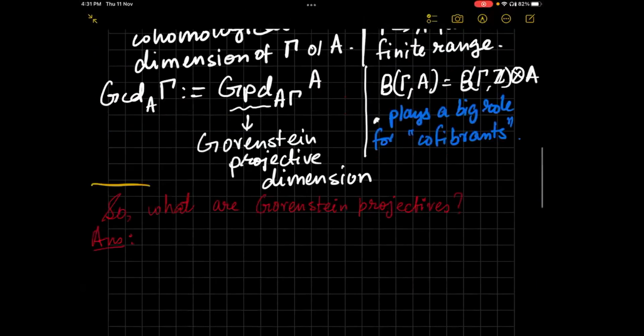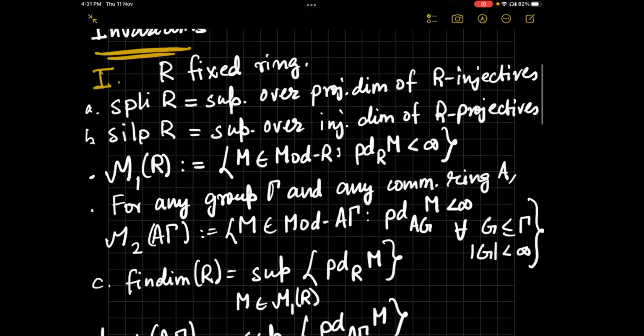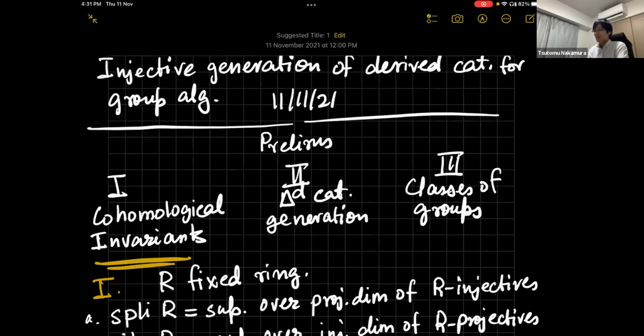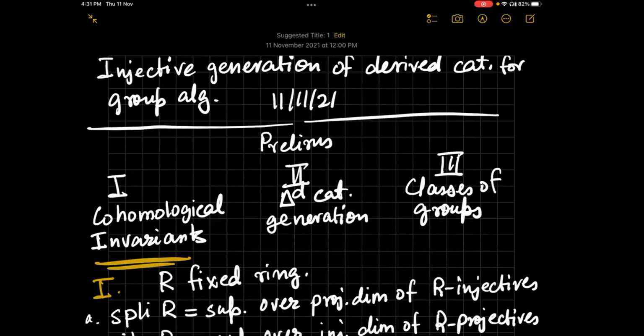Okay, I'll just use it. Very happy that Sutomu defined generation with localizing and co-localizing subcategories in his talk. So I'll save a couple of minutes. Okay, so it's almost time now.